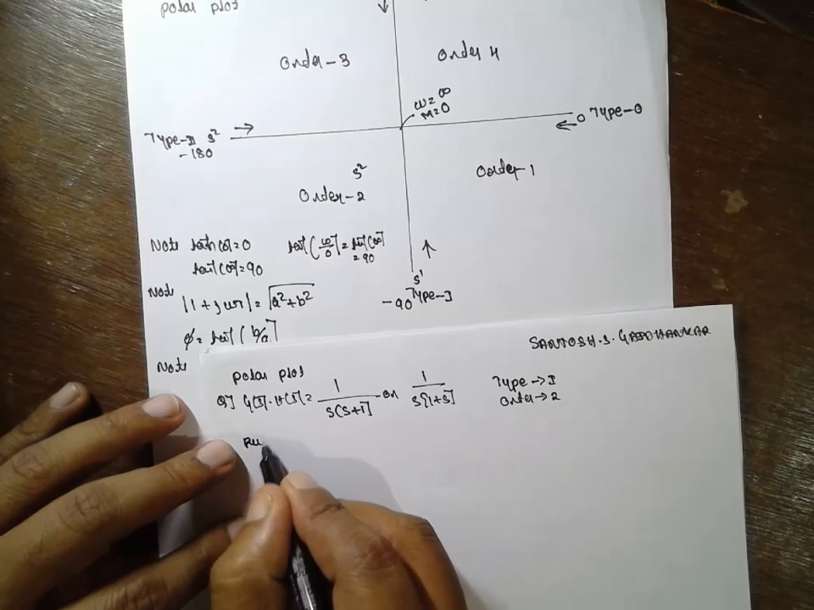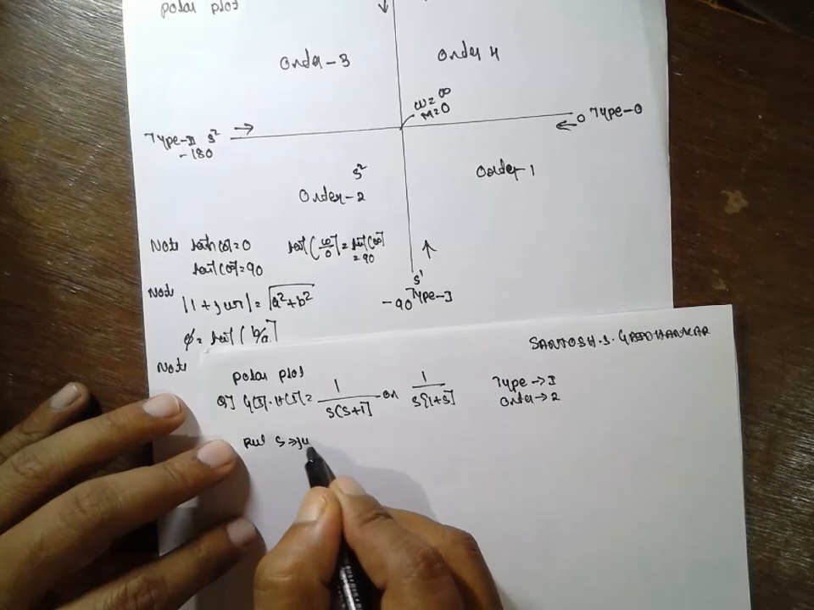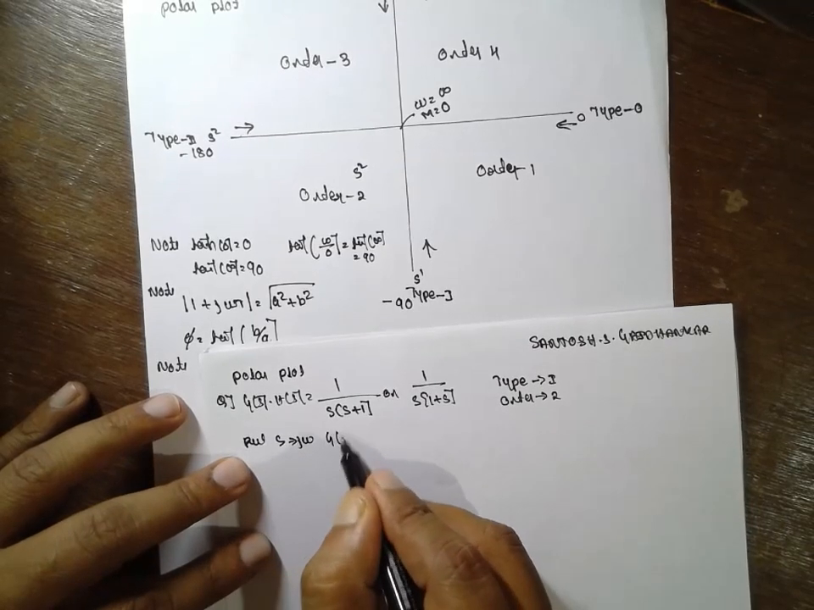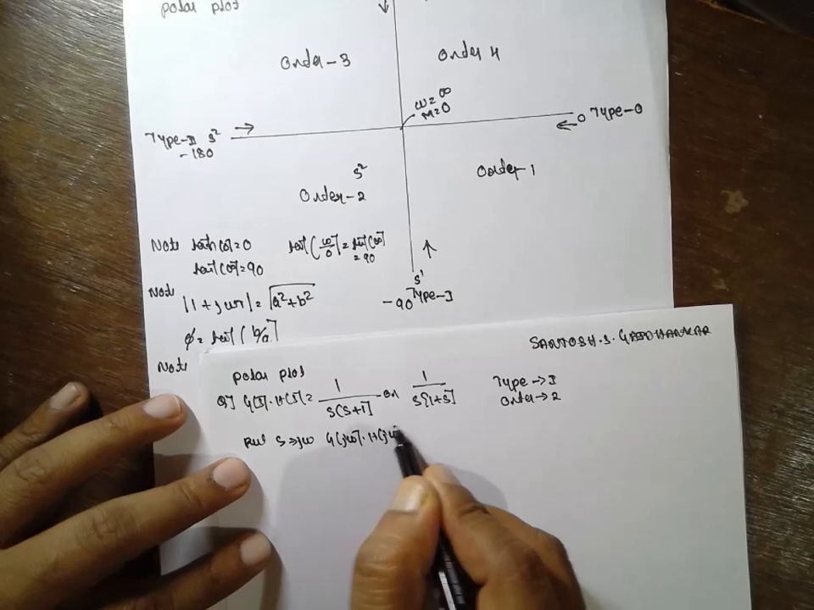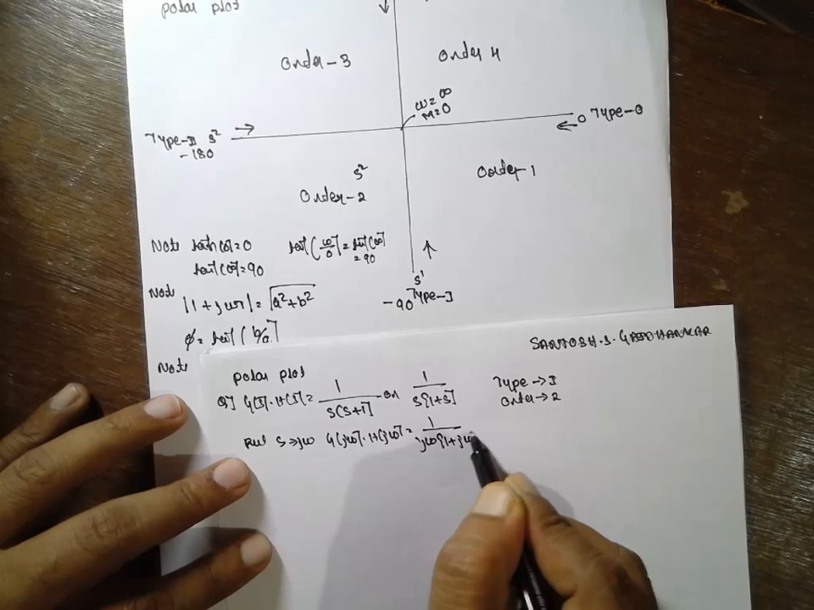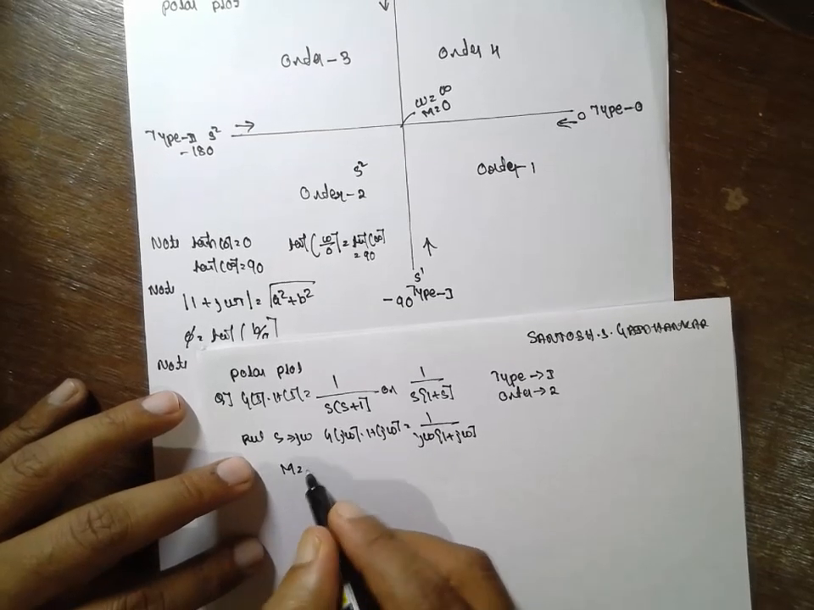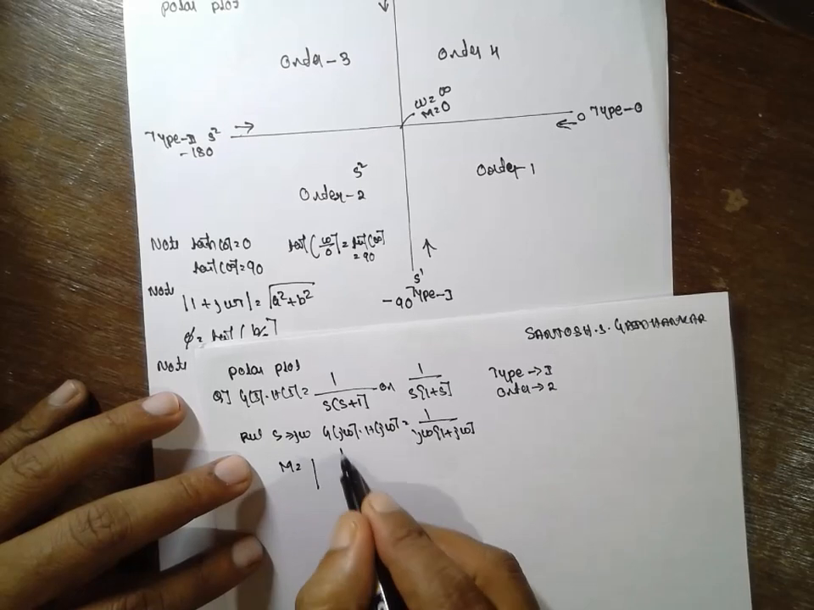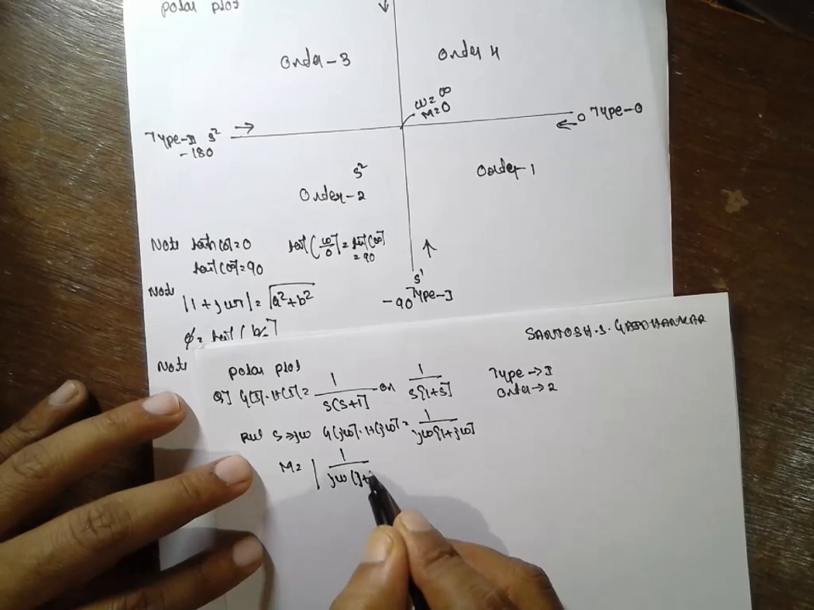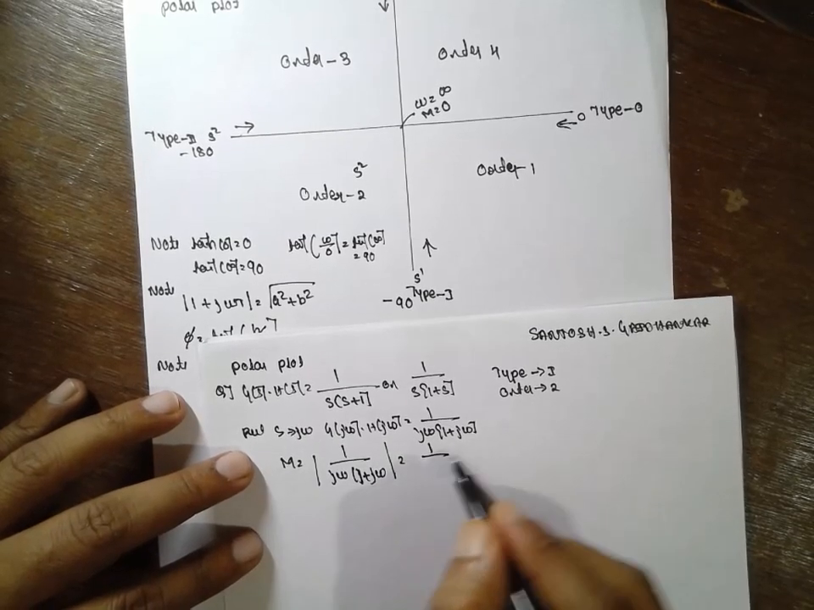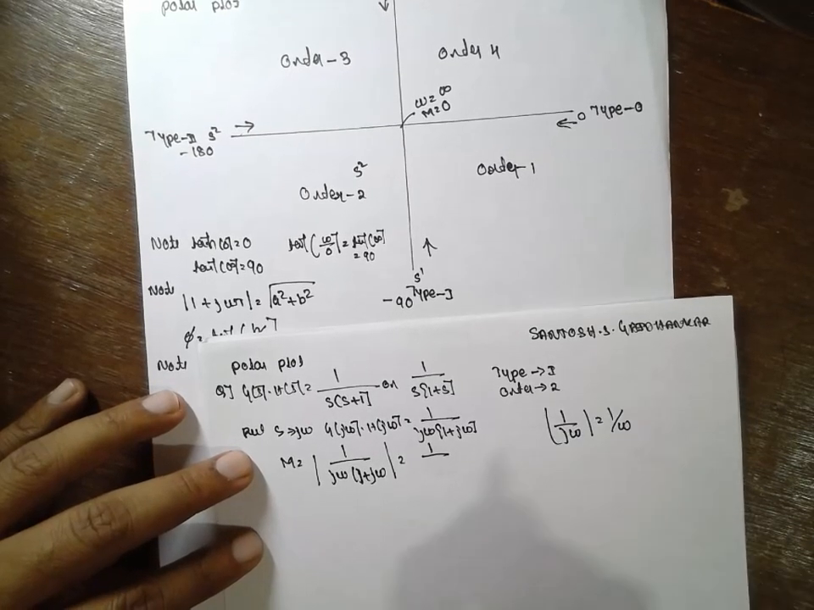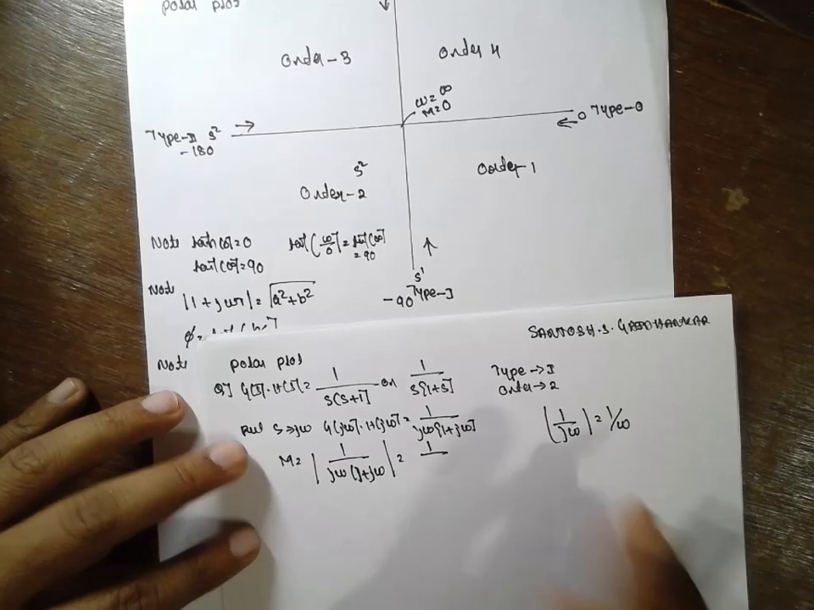Now put S is equal to j omega. I will substitute j omega in place of S, so G(j omega) H(j omega) is equal to 1 divided by j omega into 1 plus j omega. Next I will consider the magnitude. M is equal to 1 divided by j omega into 1 plus j omega. The magnitude of 1 is 1, and the magnitude of 1 by j omega is 1 by omega. If it is squared, we have to write 1 by omega square.